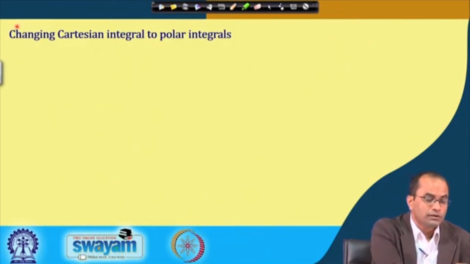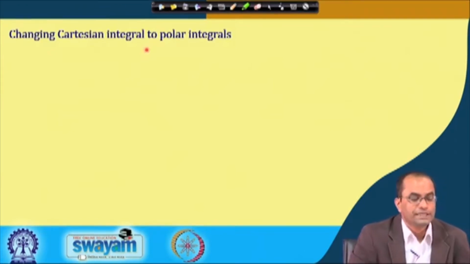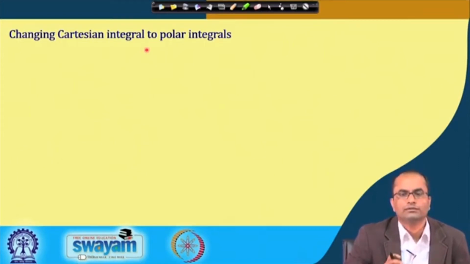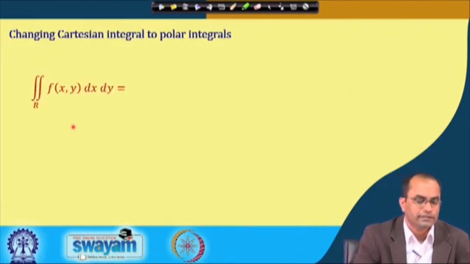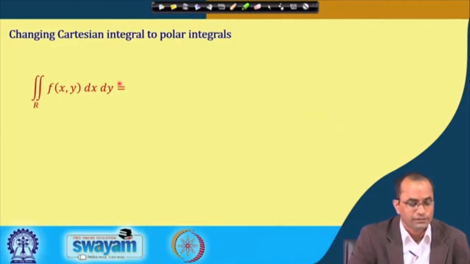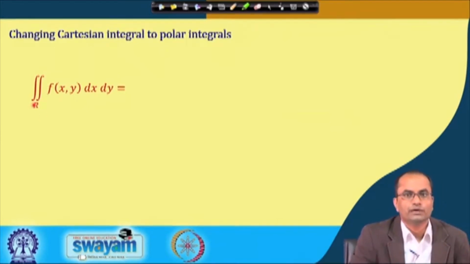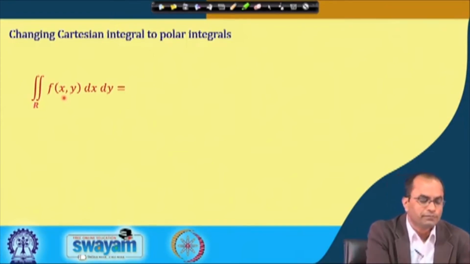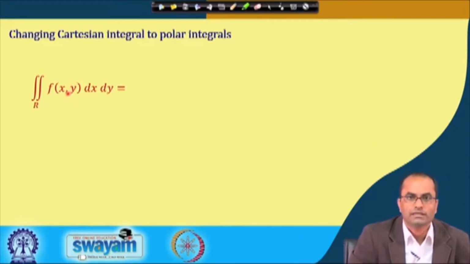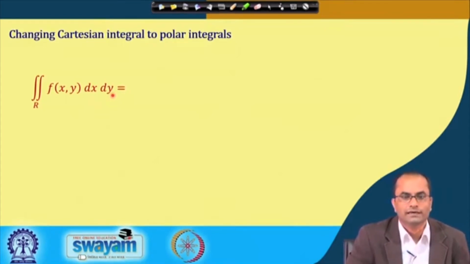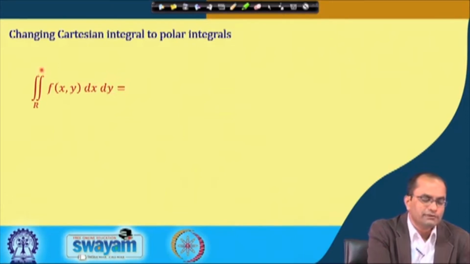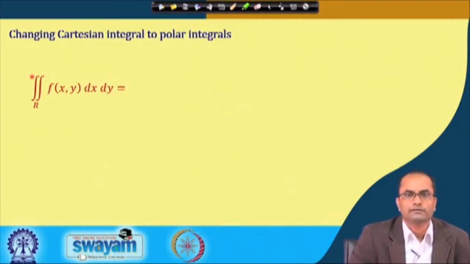Well, so now we will see how to change the Cartesian integral to polar coordinates, though we have already discussed how to write the integral in polar coordinates. Suppose the integral is given in Cartesian coordinates as the integral of f(x, y) dx dy over some region R. To convert into polar form, we replace x by r cos theta, y by r sin theta, and dx dy will be replaced by r dr d theta, and then corresponding to r and theta we have to place the limits that cover the region R.